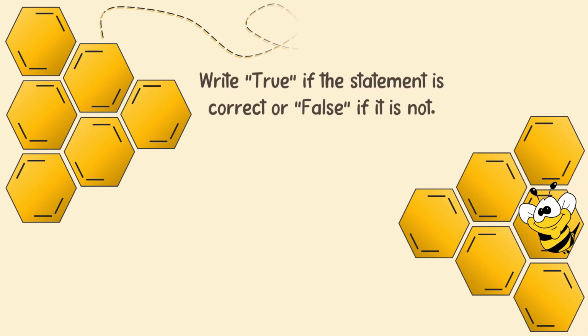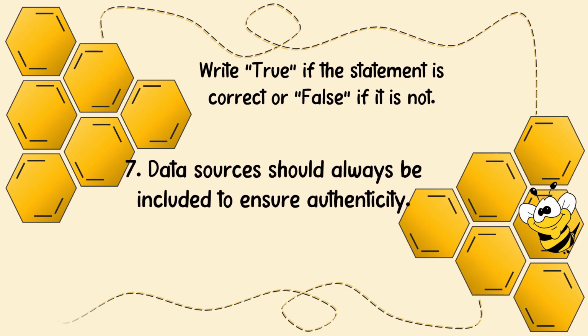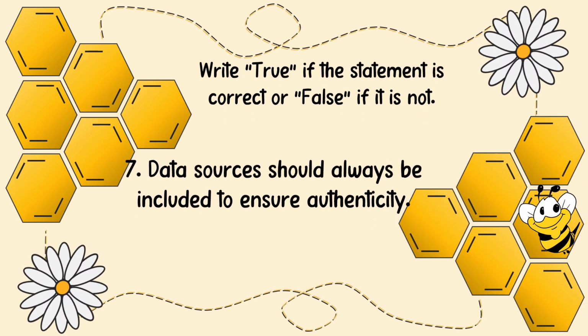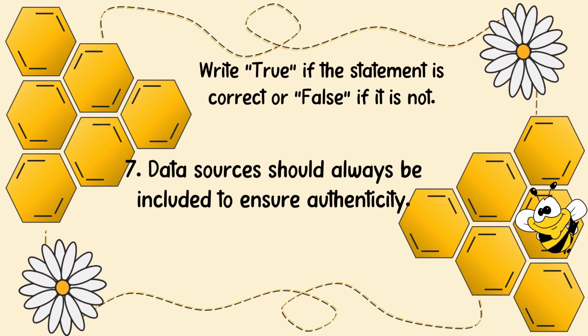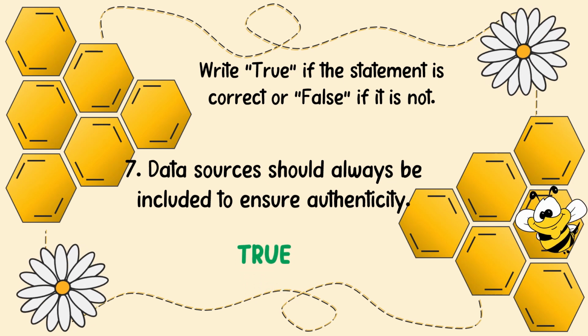Now, let's have item number seven. Data sources should always be included to ensure authenticity. Now, this is a true statement because we should have data that is very authentic so that we are sure that we are giving true information.